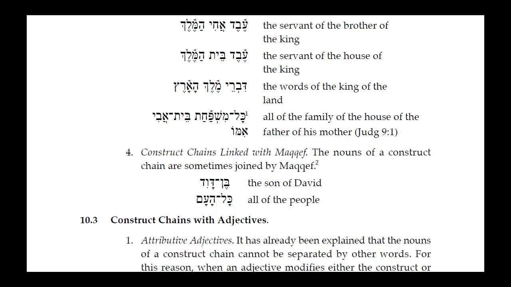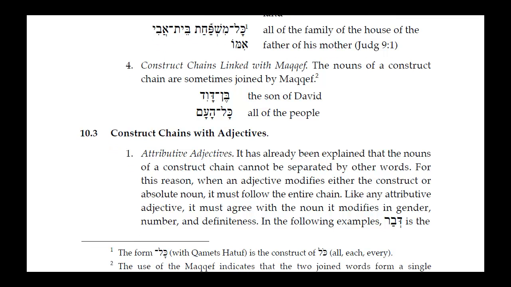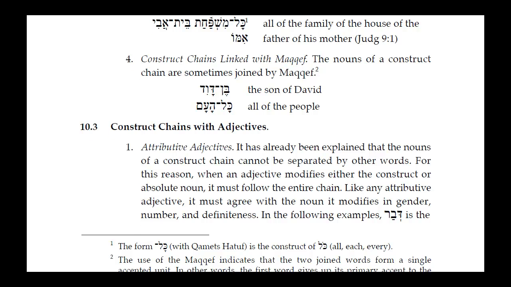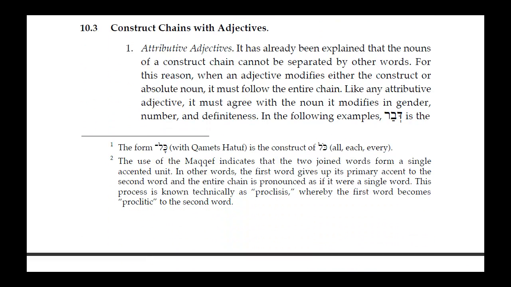Now let's go ahead and go into the construct chain with adjectives, and we're just building upon the construct idea. Attributive adjectives: we've already learned that nouns of a construct chain cannot be separated by other words. For this reason, when an adjective modifies either the construct or absolute noun, it must follow the entire chain. Like any attributive adjective, it must agree with the noun that it modifies in gender, number, and definiteness.